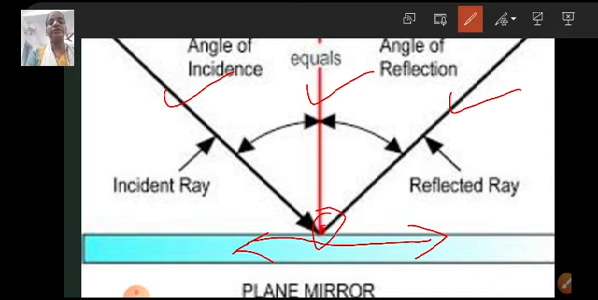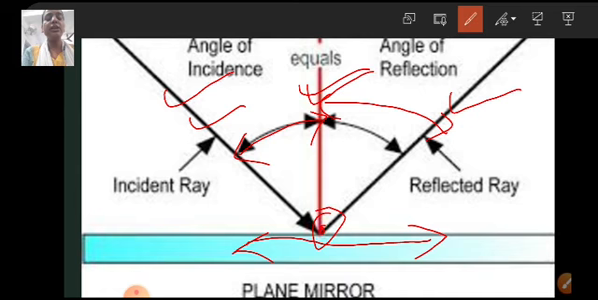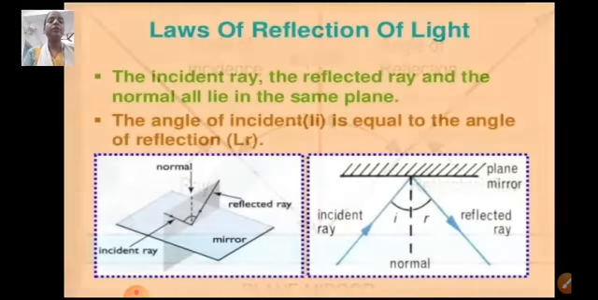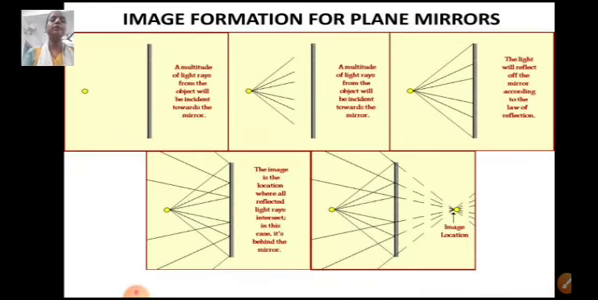The second law of reflection states that the angle of incidence will be equal to the angle of reflection. That is, the angle between the incident ray and the normal will always be equal to the angle between the normal and the reflected ray. So these are the two laws of reflection which will be followed whenever or wherever reflection takes place. Even if it is taking place on a plane mirror or on a curved mirror, these two laws of reflection will always be followed.